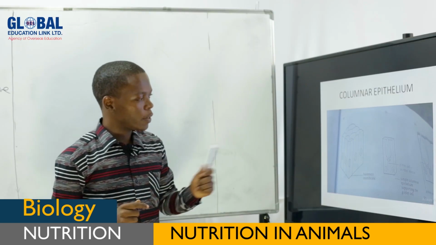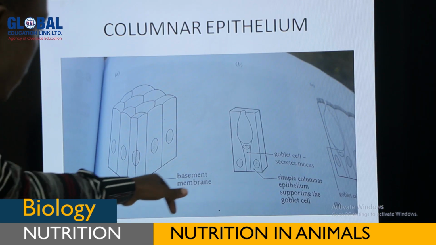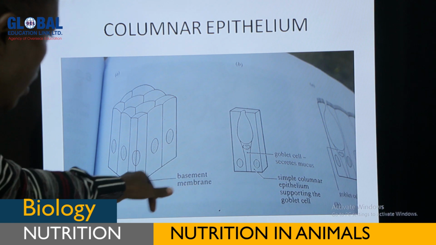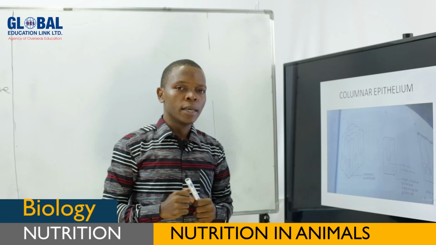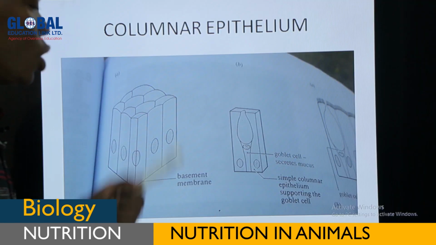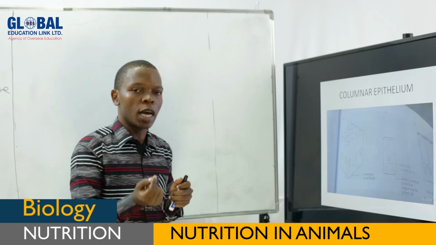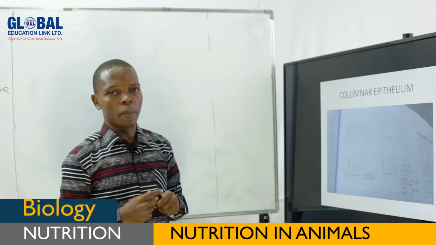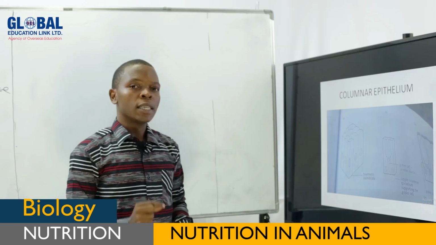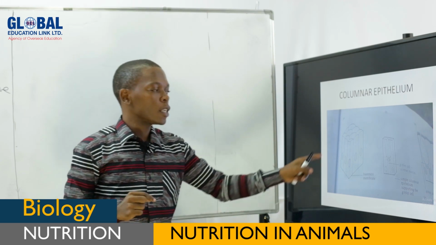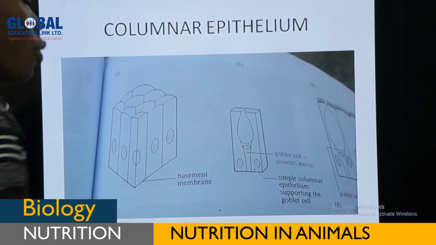Again, as we have said, these epithelial tissues have the so-called basement membrane here. But remember that sometimes this epithelial tissue has an absorptive function. It means they have a structure which helps the process of absorption to take place. This is microvilli, though it is not shown here, but columnar epithelial cells have the so-called microvilli. What is the main function of these microvilli?